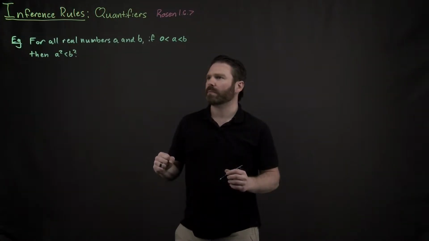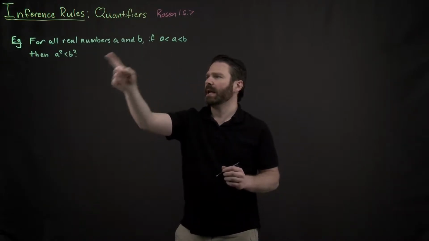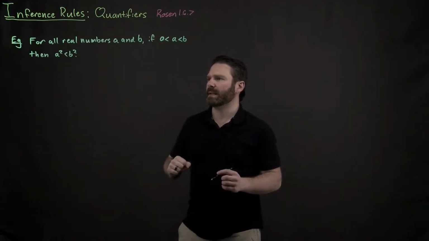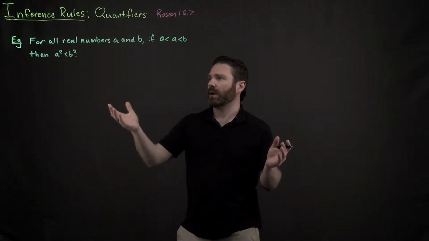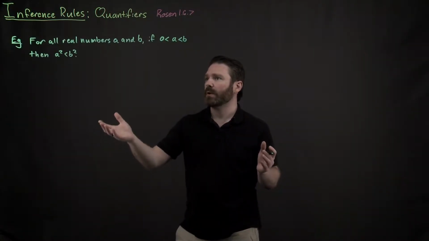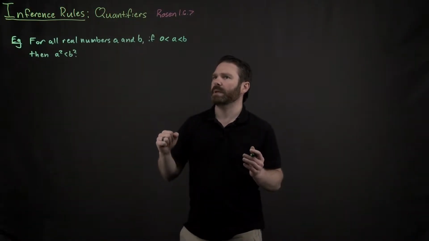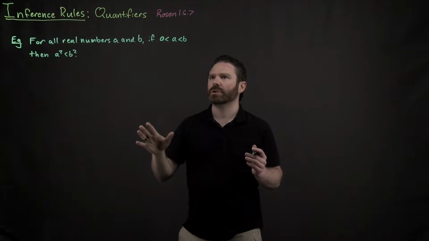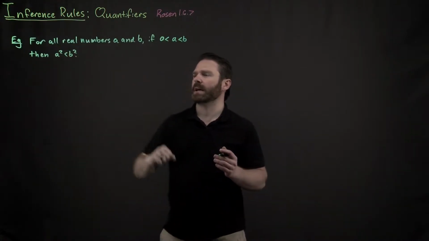For all real numbers a and b, if 0 is less than a is less than b, then a squared is less than b squared. Okay, this seems like a perfectly fine argument to try to analyze. We have a hypothesis right here, all real numbers a and b. And then we have a conclusion right here, and our conclusion is an implication. If this inequality here is satisfied, then we get this other inequality.